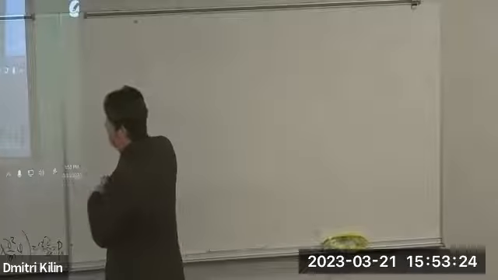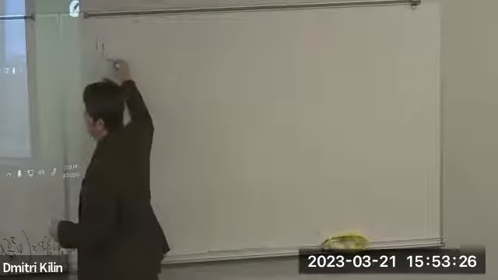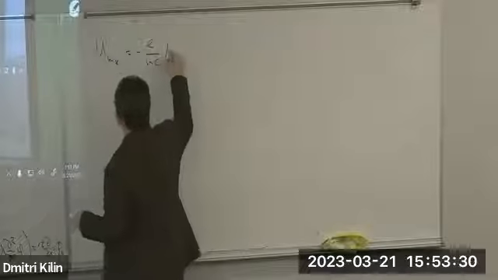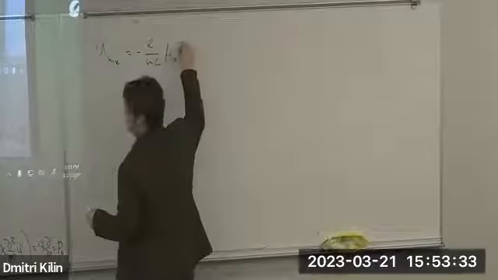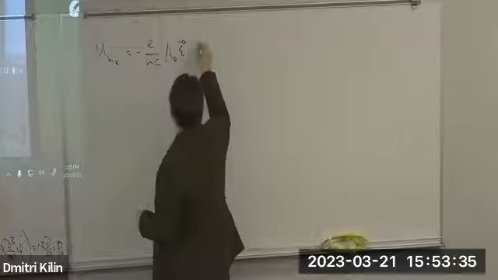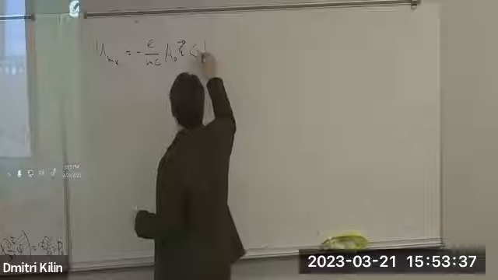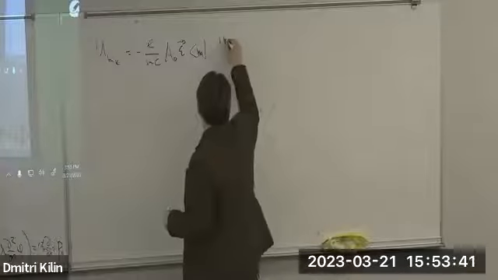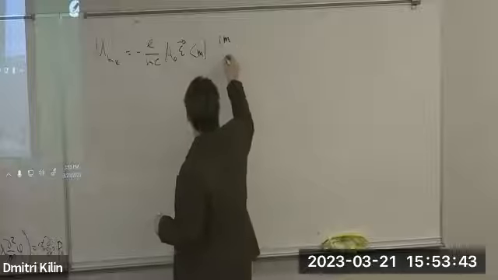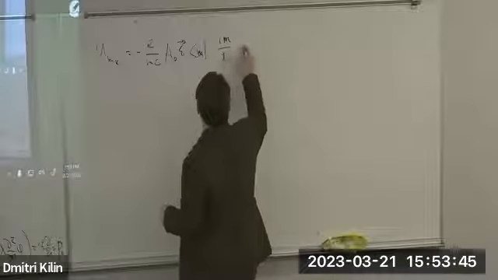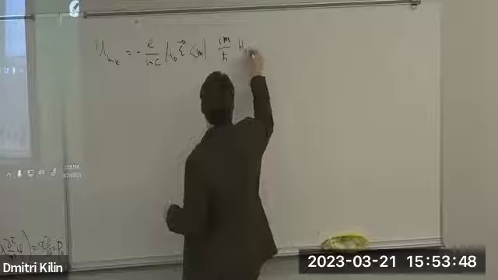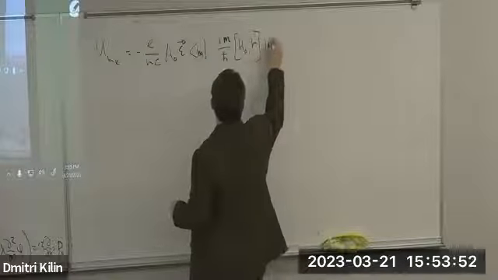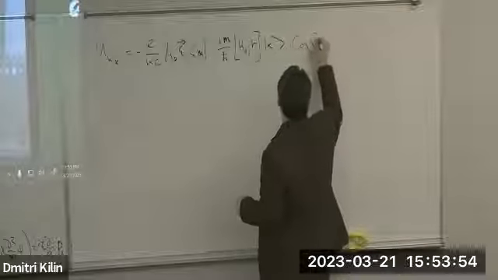So U_mk is minus e over mc, A₀ times the polarization vector, and now instead of p, I put i m/ħ times [H₀, r], times A cosine ωt.